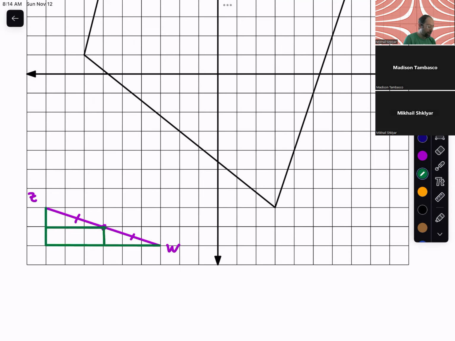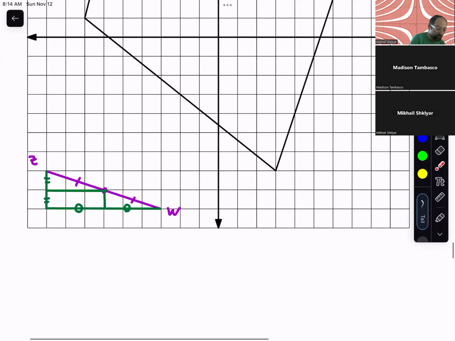Okay? And you will see that this is a complex number. This point over here is the midpoint when you go from z to w horizontally. And this point is the midpoint when you go from z to w vertically, right?